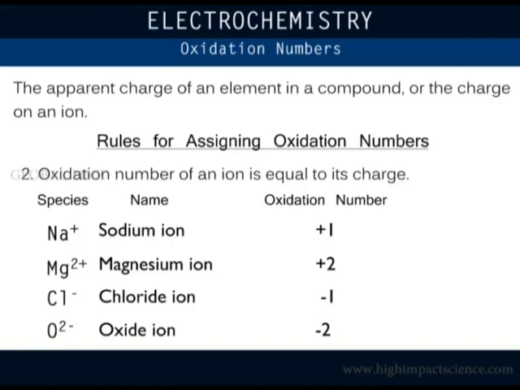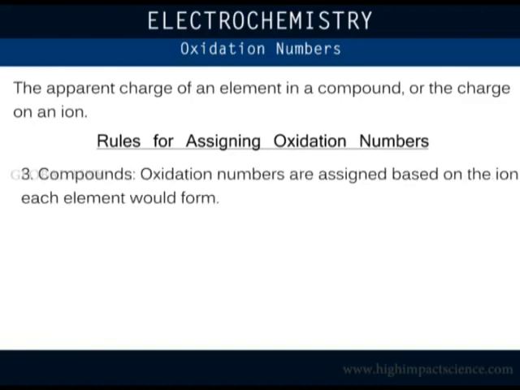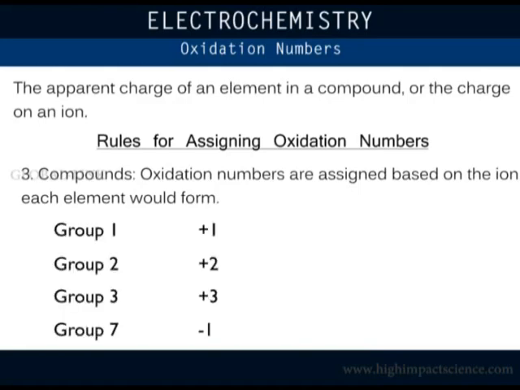Thirdly, in compounds, oxidation numbers are assigned based on the ions that each element would form using group numbers on the periodic table. So group 1 elements have an oxidation number of +1, group 2 elements have an oxidation number of +2, group 3 have an oxidation number of +3, and group 7 have an oxidation number of -1. But there are a few exceptions.